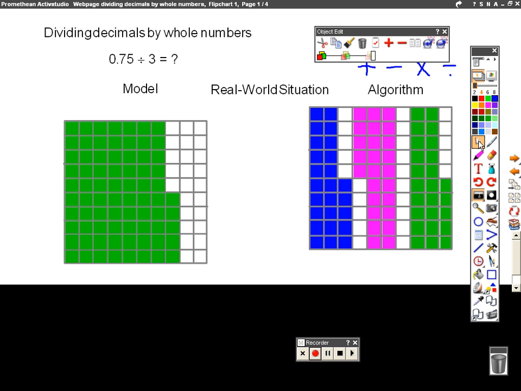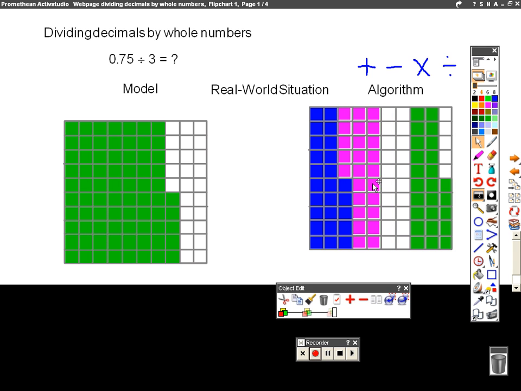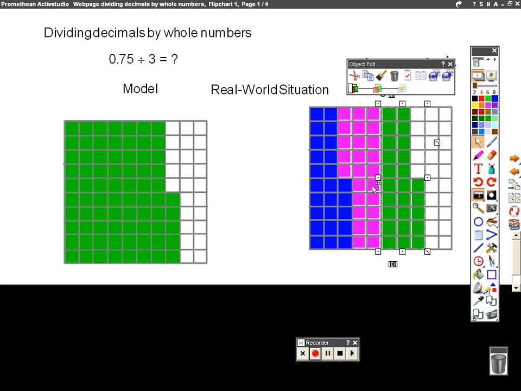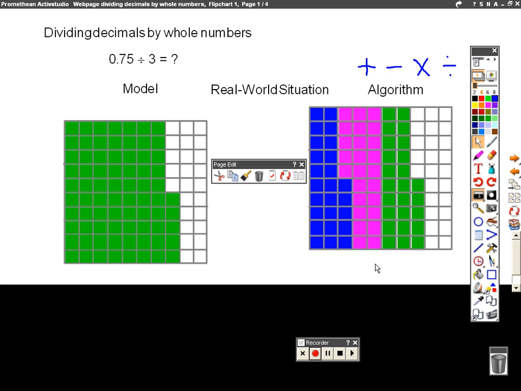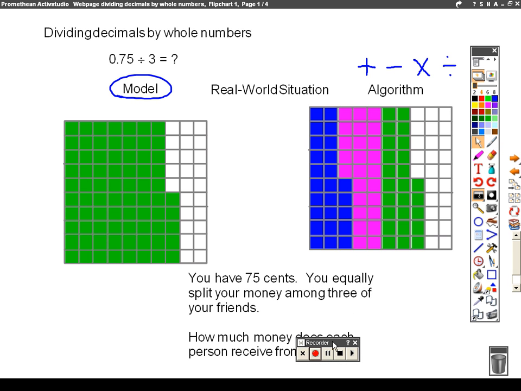I took this and, let me move this out of the way, and I separated it into 3 even parts. And I found that each part was 25 hundredths. So I used the model to answer this problem. Now let's look at a real-world situation.